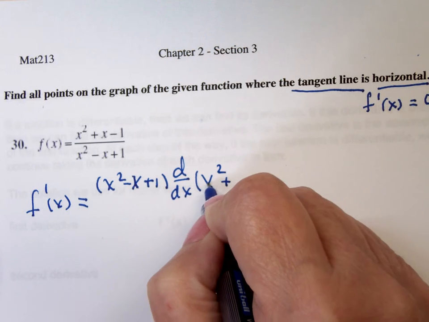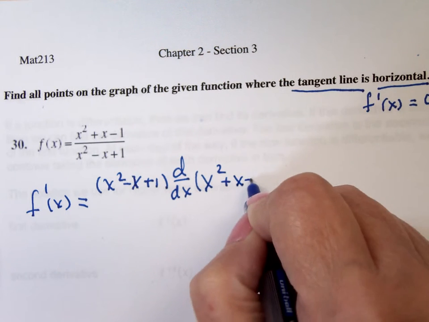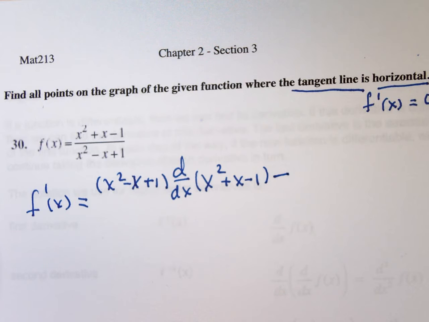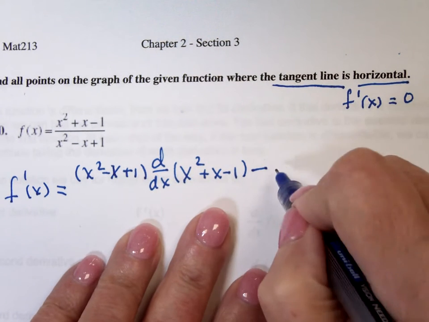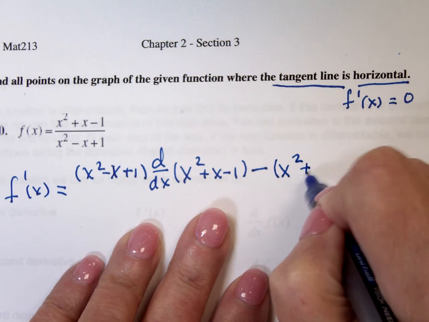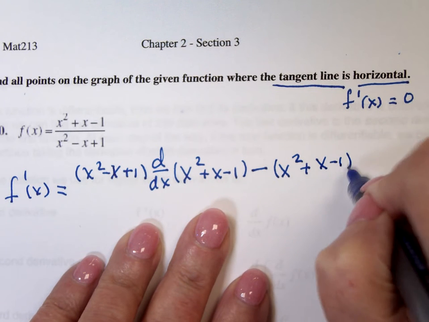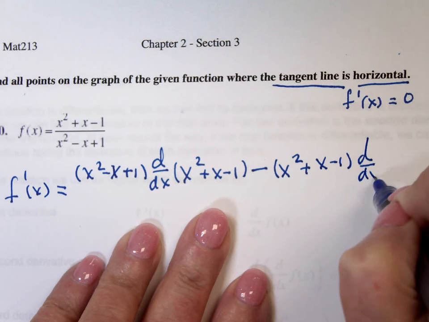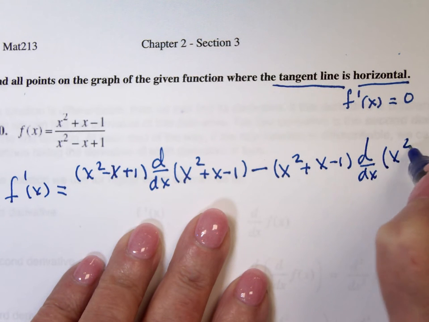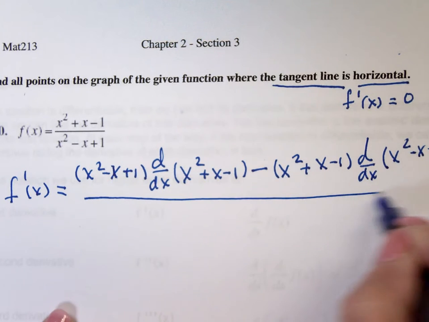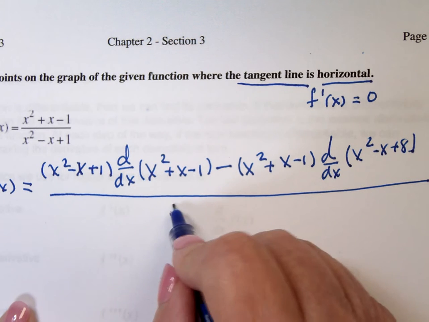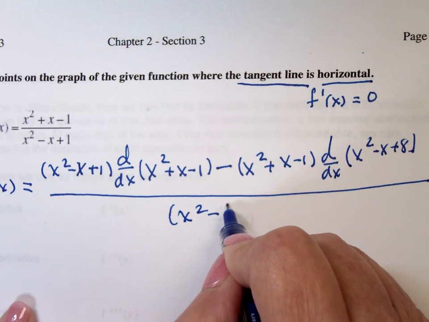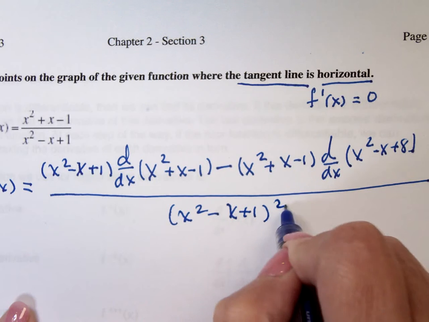And by the way, you write down notation until you think it before you write it. That way you don't get it wrong. Minus the numerator times the derivative of the denominator, all over the denominator squared.